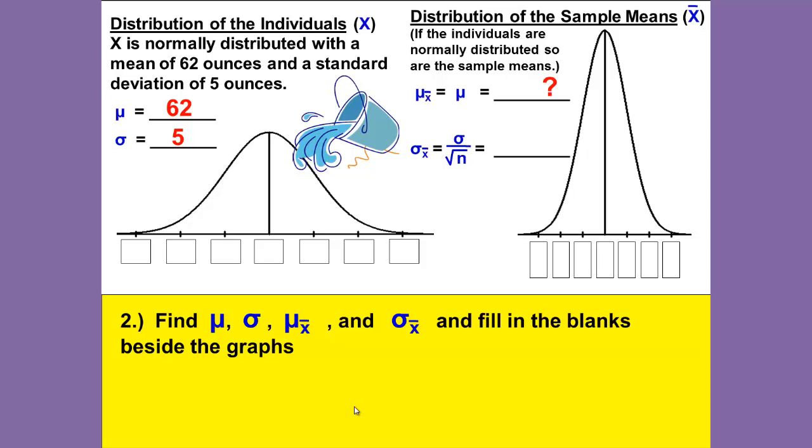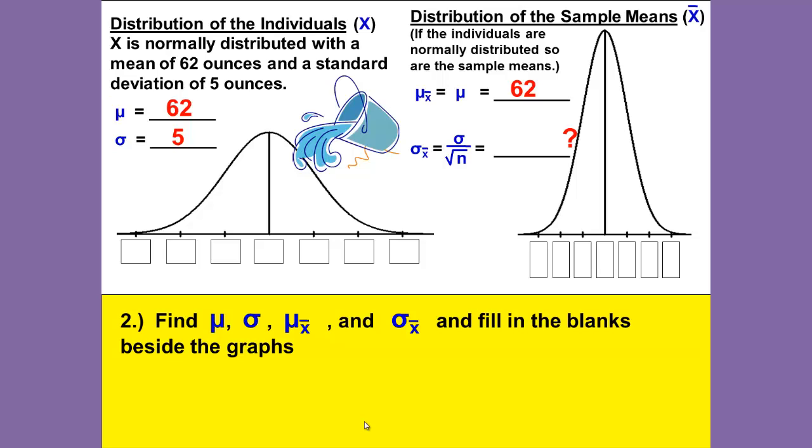We're now ready to look at the distribution of our sample means. By the central limit theorem, we know that the mean of our sample means is equal to the population mean. So that still should be 62.